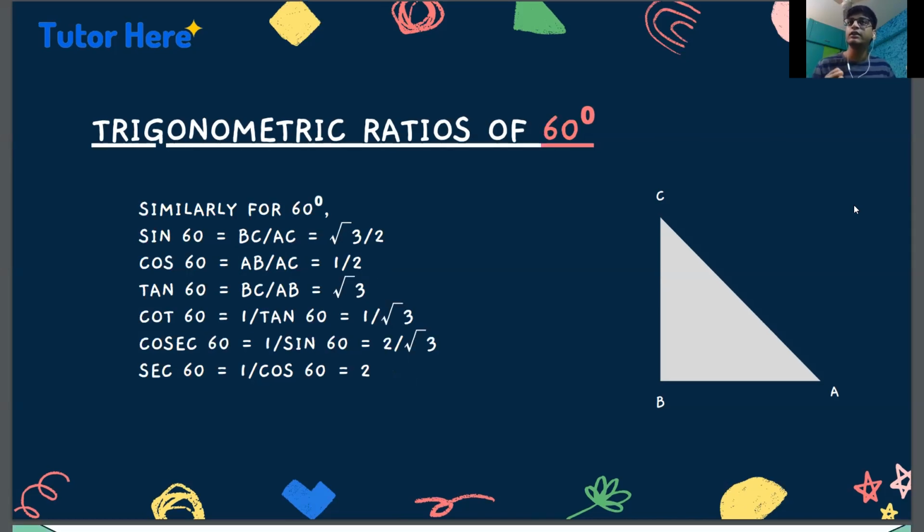And trigonometric ratios of 60 degree, sine 60 is BC by AC, which is root 3 by 2. Cos 60 is AB by AC, which is 1 by 2. Tan 60 is BC by AB, which is root 3. Cot 60 is 1 by tan 60, which is 1 by root 3. Cosec 60 is 1 by sine 60, which is 2 by root 3. And sec 60 is 1 by cos 60, which is 2.